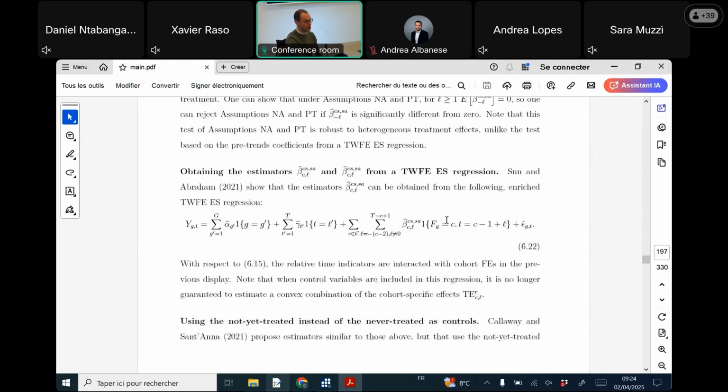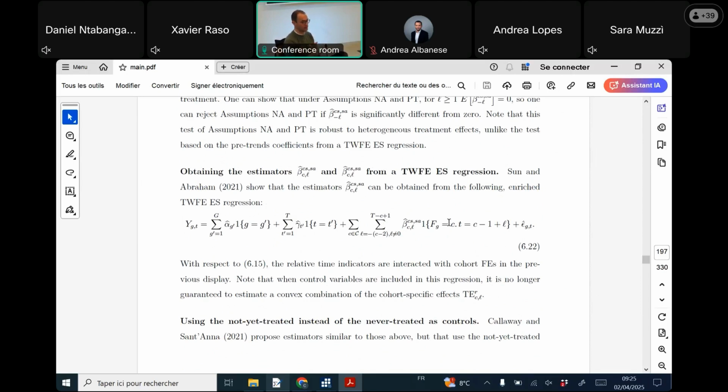So that's an important extension for a number of reasons. The first one is that you're going to have many applications where you don't have a never treated group. So the previous estimators are not going to be applicable anymore. So then you really need to use the not yet treated.